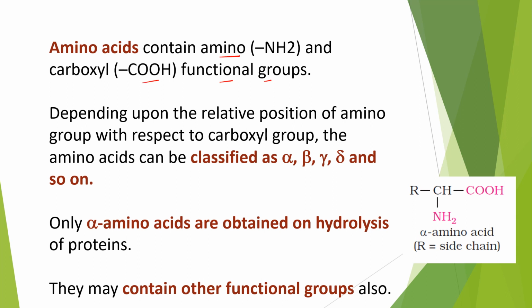When the carbon contains both the carboxyl group and the amino group on the same carbon, it is known as alpha amino acid. So depending upon the relative position of amino group with respect to carboxyl group, the amino acids can be classified as alpha, beta, gamma, delta and so on. Remember that only alpha amino acids are obtained on hydrolysis of protein. They may contain other functional groups also.